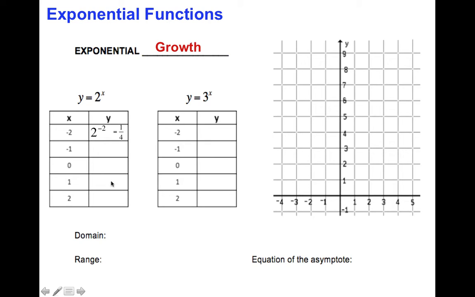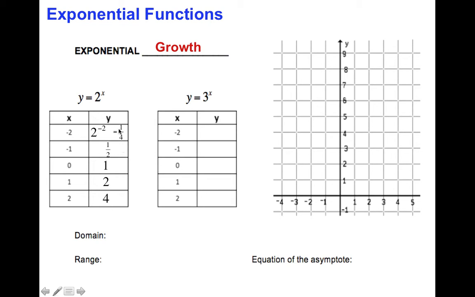So please fill in the rest of this table. When you're ready, pause the video, and then start it again. You'll see the values up here. When you put a -1 in there, you should get a half. When you put a 0 in there, anything to the power 0 is 1. When you put a 1 in there, 2. When you put a 2 in there, 4. So those are your values.